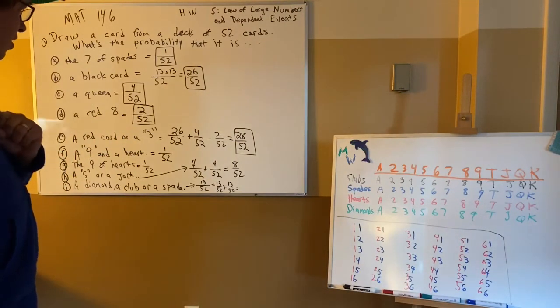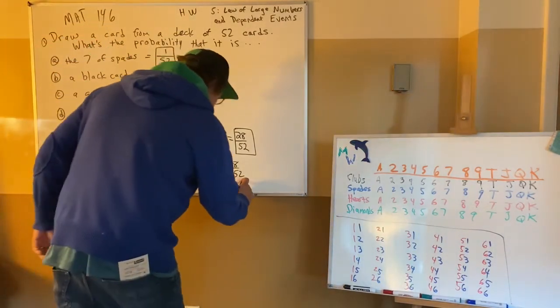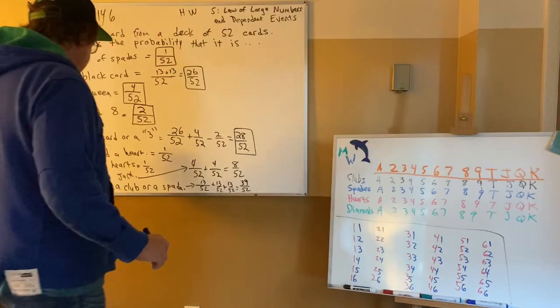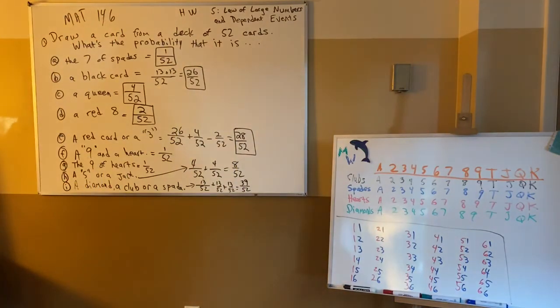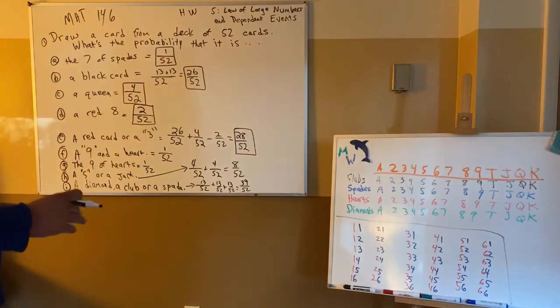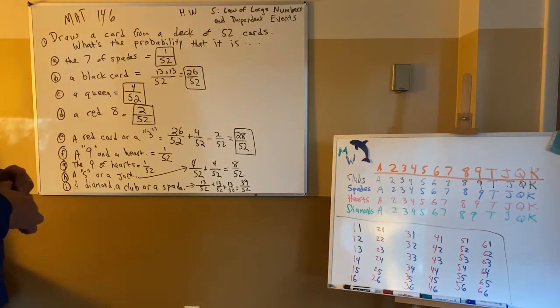This did not touch the hearts. It's got 39 total out of 52. You can't be a diamond and also one of the others, club or spade. You can't be a club and be a diamond or a spade. You can't be a spade and be a diamond or a club. Those are mutually exclusive. They don't overlap as sets. And this reduces to 3 out of 4 when you divide by 13. But 39 of the 52 cards do that.